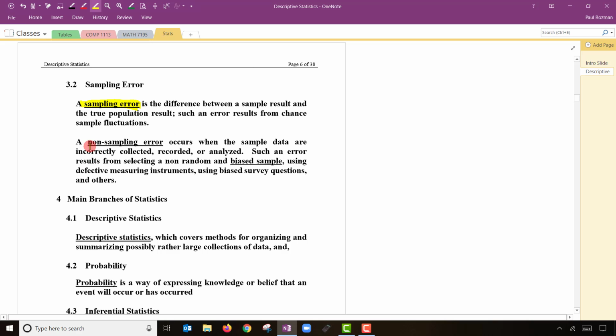Actual errors are called non-sampling errors, and this is the case where you actually make a mistake. You write down a number wrong, or you pose the question in a biased way, or you didn't have a sample that represented the population at all.